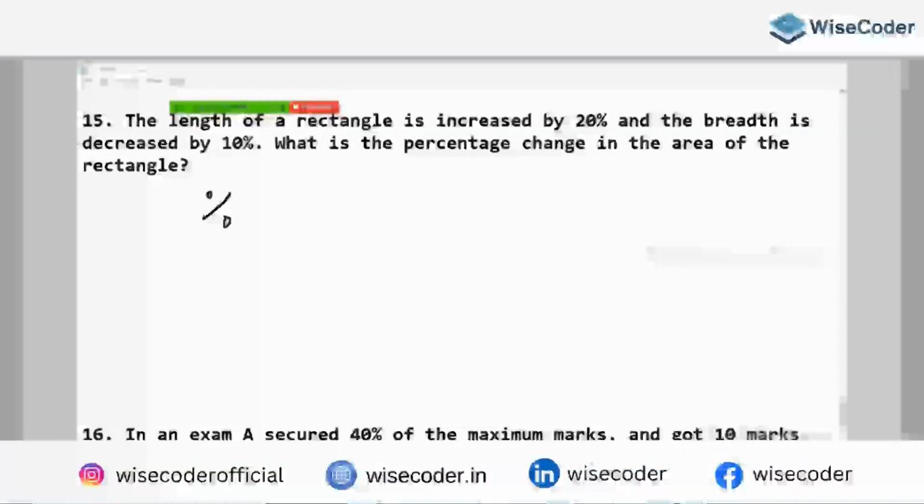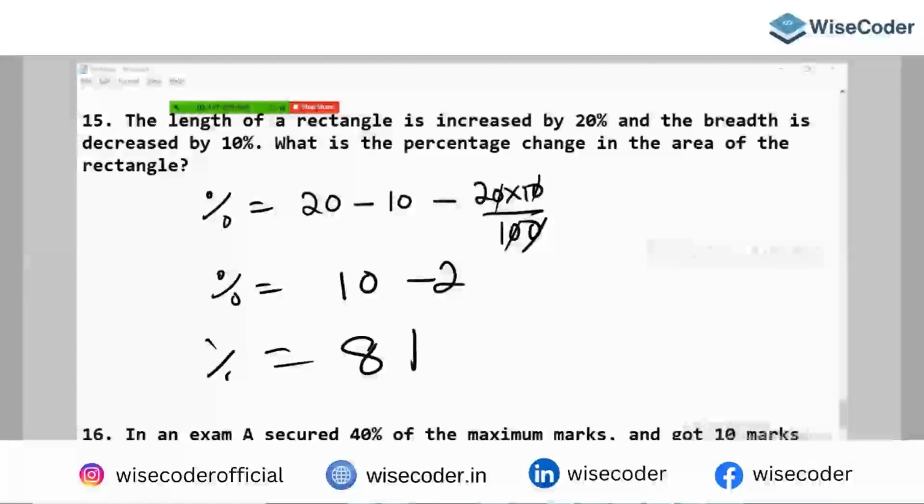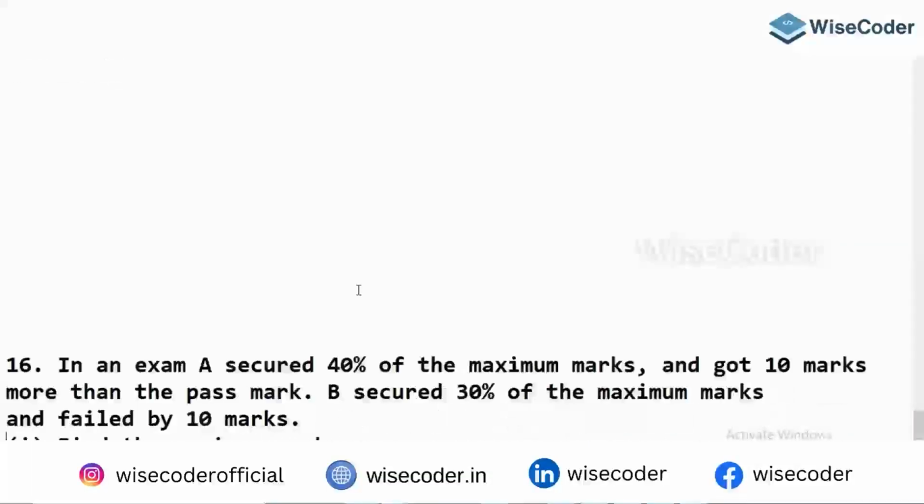So the percentage change equals: length increased by 20, breadth decreased by 10, so minus 20 into 10 divided by 100. So 20 minus 10 is 10, the zeros cancel, minus 2. So the percentage is 8%. Increase. So the area is increased by 8%. Next question.